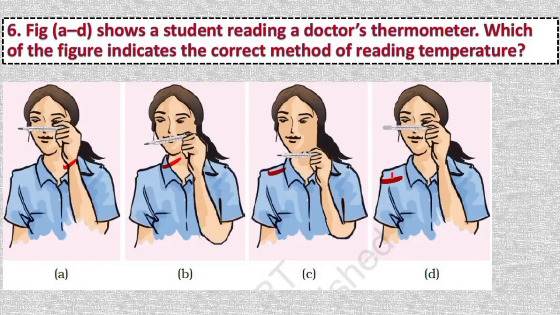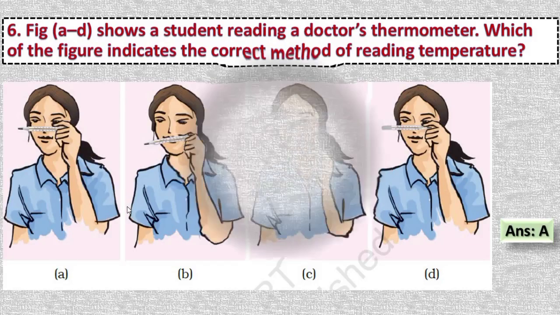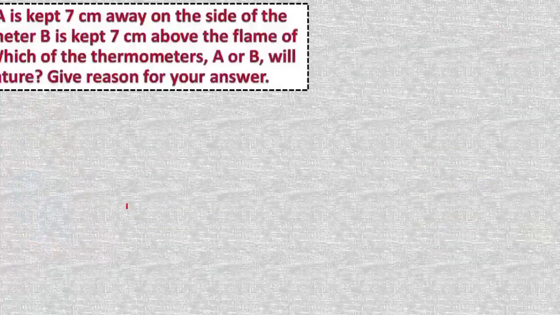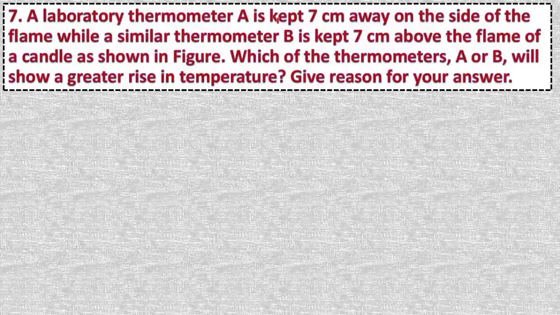Therefore, directly we can eliminate option B and C. But in option D, she is holding the bulb of the thermometer in hand, which is incorrect. Therefore, the correct answer is option A from the given 4 figures. If we touch the bulb of the thermometer, it takes the temperature of our body, which is incorrect. Therefore, option A is the correct figure. Let us move to the next question.